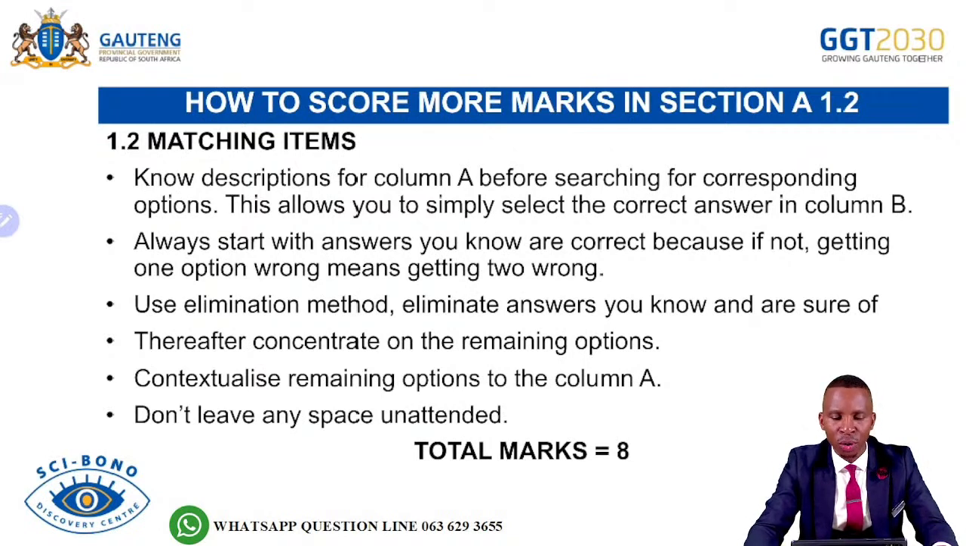Use the elimination method on the remaining options. So as you are doing column A and column B, you must always eliminate. What you know must be done first, and then after, you go to what you are not sure or not certain about. Then you start choosing. Contextualize remaining options to column A, and do not leave anything unattended. Ensure that you attend to everything, and then you can get your 8 marks. Normally, the majority of you are able to get 8 marks in this part of Section A.